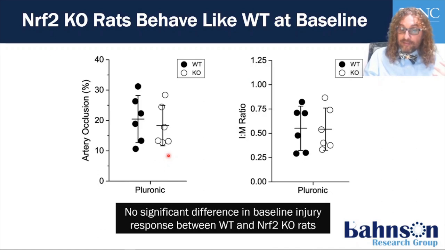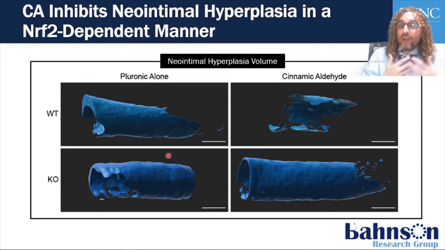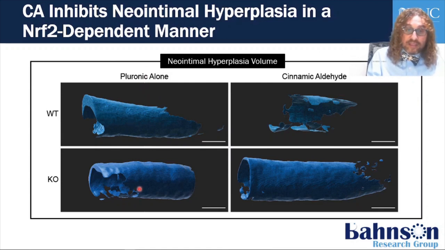Knowing that without treatment, these rats behave the same in these morphometric parameters, we looked at what happened when we treated with cinnamic aldehyde. Here I'm showing you representative images of total neointima volume. As the previous slide suggested, when there's vehicle alone, wild type and knockout have basically the same neointimal hyperplasia development. And when we treat with cinnamic aldehyde, as expected, the wild type shows a significant decrease in the volume, but the knockout rat does not appear to have a significant effect from cinnamic aldehyde.